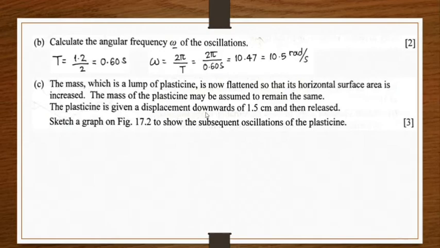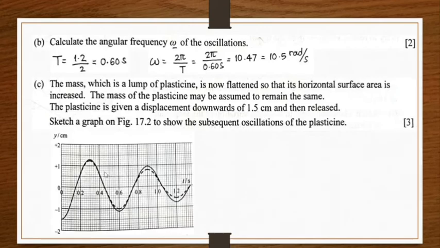Even though it is given the same displacement of 1.5 centimeters downwards, so the initial displacement is equal to before, it will have smaller displacement. The next displacement will be smaller than before because of the increased air friction. So this is the graph of the new oscillation when the horizontal surface area is increased.